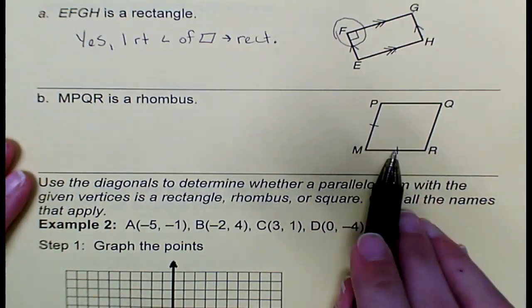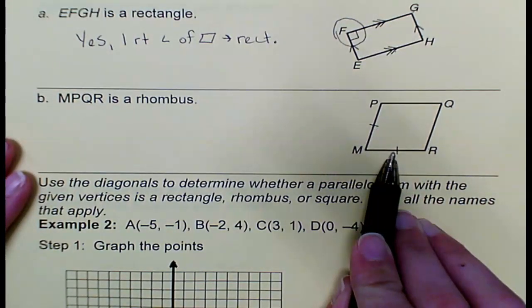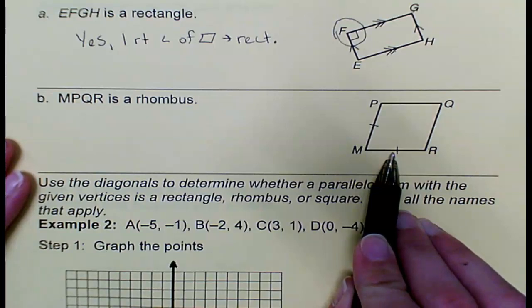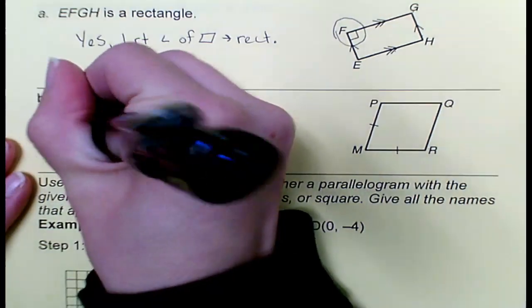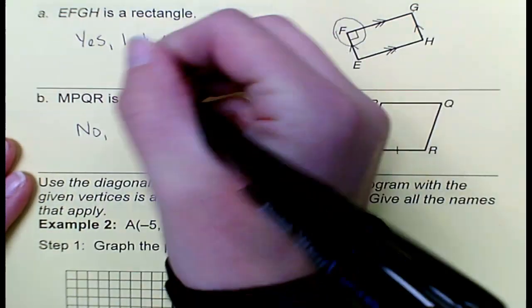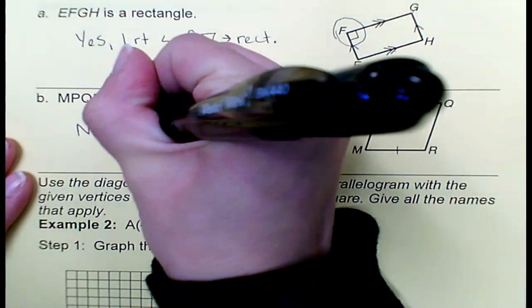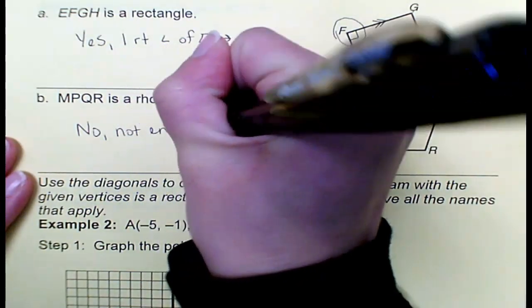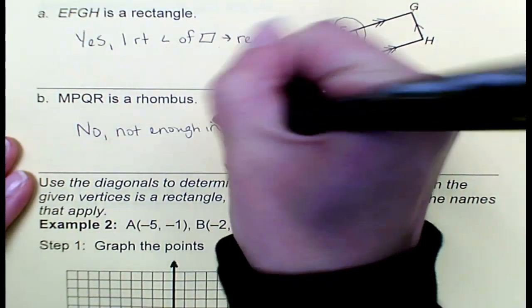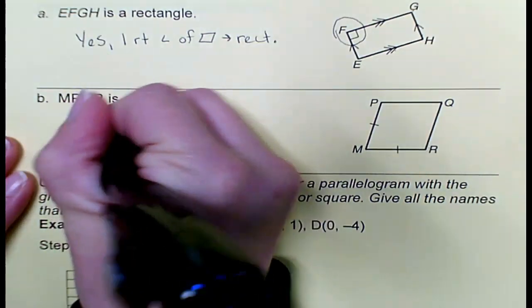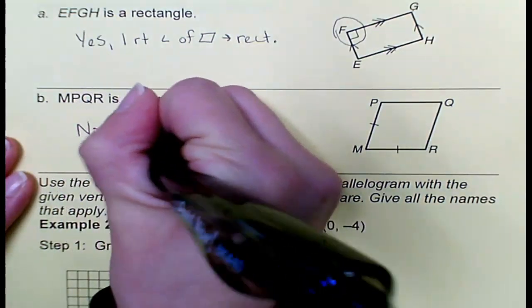So I have a pair of consecutive sides that are congruent. Is this a parallelogram? Sure looks like it, but is it marked as one? No, it's not marked as a parallelogram. So you cannot prove that this is a parallelogram, therefore no, you cannot prove that this is a rhombus. So there's not enough information. We need to know if it's a parallelogram.